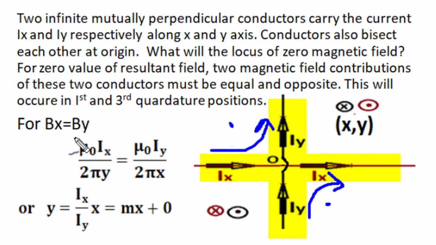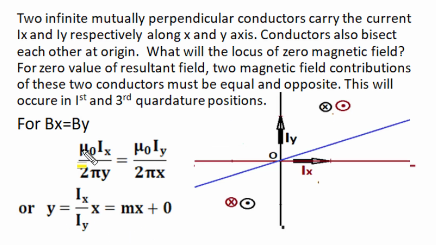Now for equality of the two magnetic fields which are opposite, for magnetic field neutrality, the requisite equation can be modified with y as Ix upon Iy times x. So in the first quadrant both x and y are positive, and in the third quadrant both x and y are negative, and this is an equation of a straight line, y is equal to mx plus 0. The solution of the magnetic neutral condition becomes y is equal to Ix upon Iy times x, or y is equal to mx plus 0. This is a straight line passing through the origin with slope m as the ratio of the two currents.